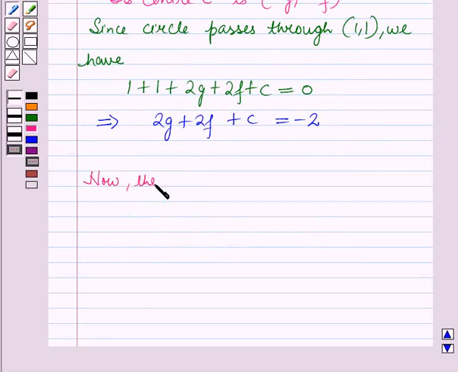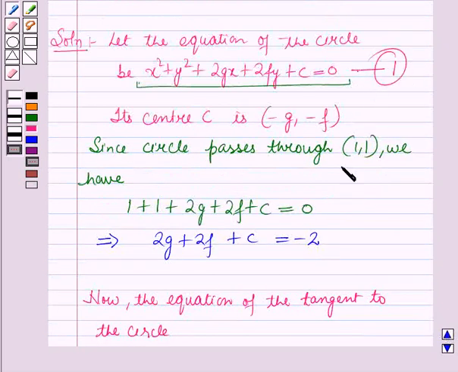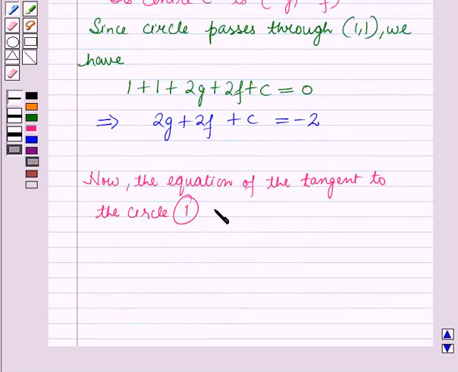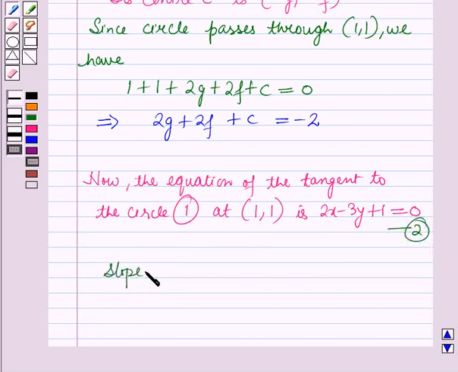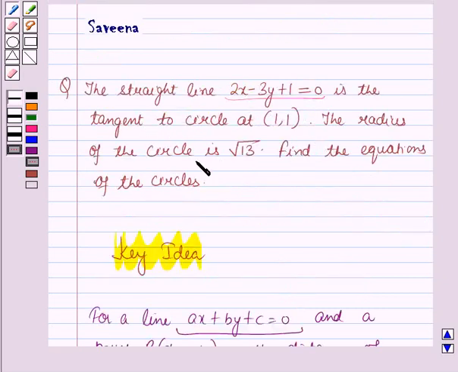Now the equation of the tangent to this circle, which is given by equation number 1, at the point (1, 1) is 2x minus 3y plus 1 is equal to 0. Let us name this equation as equation number 2. Now the slope of the line given by equation number 2 is equal to minus coefficient of x, which is 2, over coefficient of y, which is minus 3. So this is equal to 2 by 3. Now it is also given that the radius of the circle is root 13.